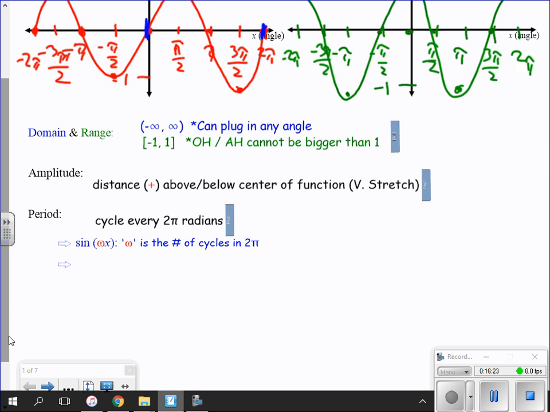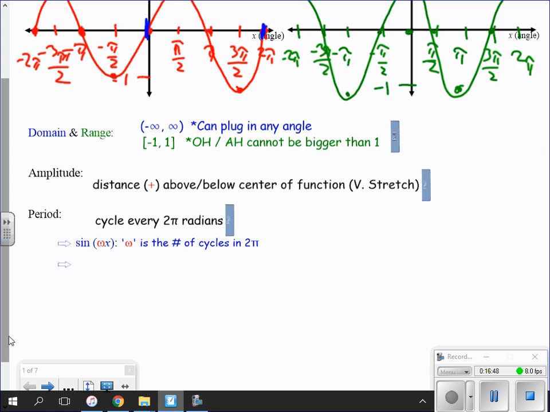Okay? And it's the number of cycles in that 2 pi. So if we want to change it, rather than going from 0 to 2 pi, we put some number in front of x. And that will change our period. That will change our frequency. That'll change the length of our wave, of one cycle, one wave. Okay? If it's inside the parentheses.